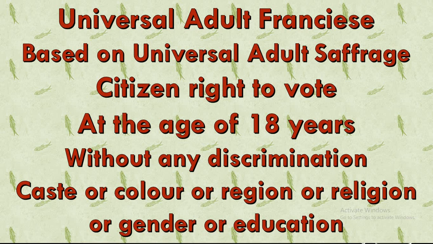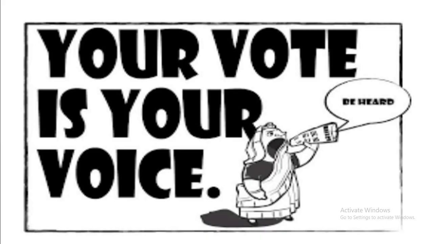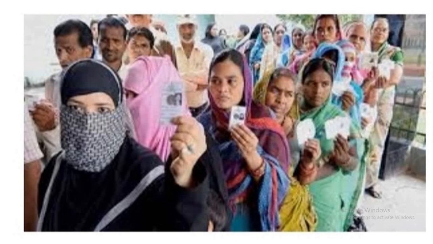What were the variations? We cannot deny someone because he belongs to this caste or this religion, or is male or female. No, nothing. Without any discrimination, one who has attained 18 years of age and is a citizen of that nation, India, has the right to vote. That is what we call universal adult franchise. Without any discrimination of caste or color, religion or region, gender or education. Your voice. Which is your voice? Your vote is your voice. So through your vote you are expressing your views. So it's your right to vote. Don't deny voting.